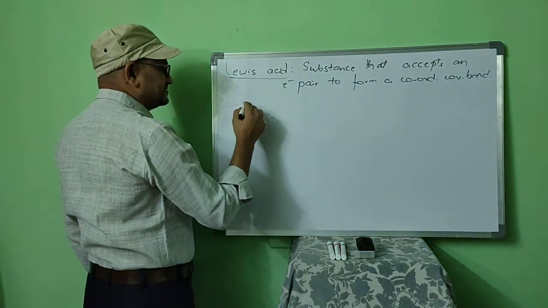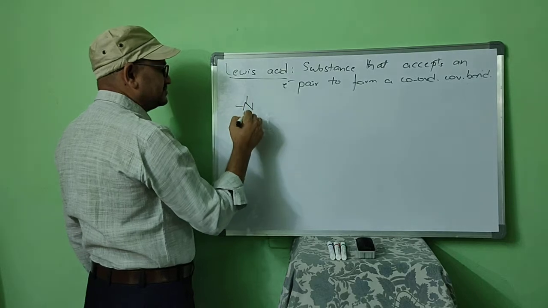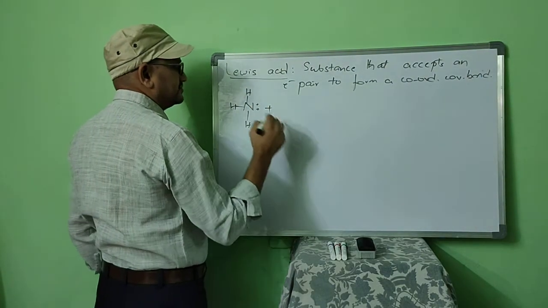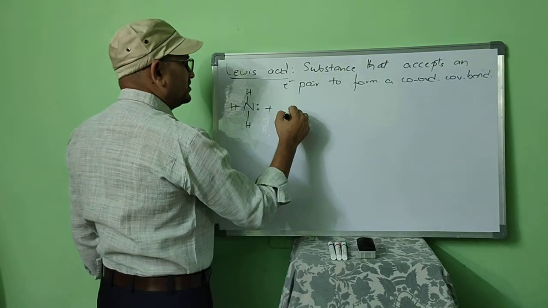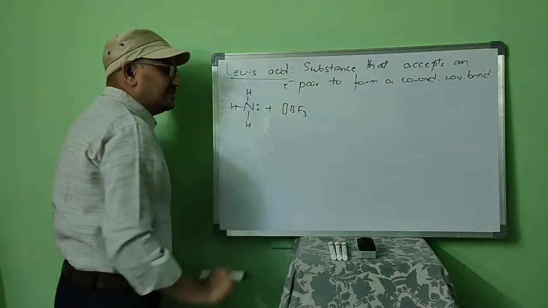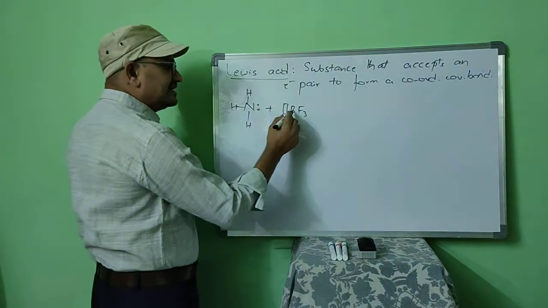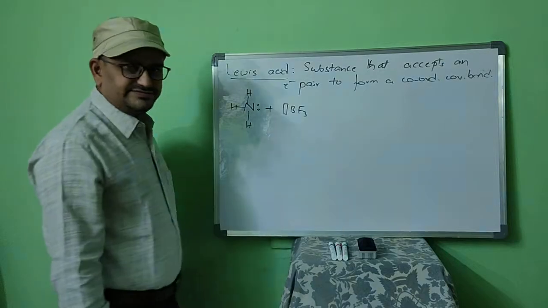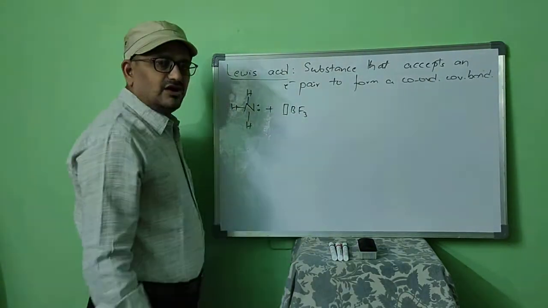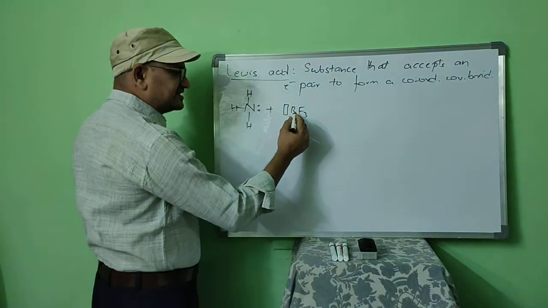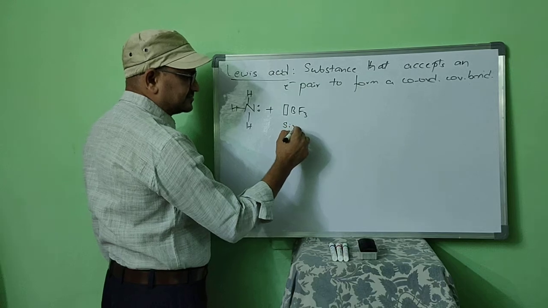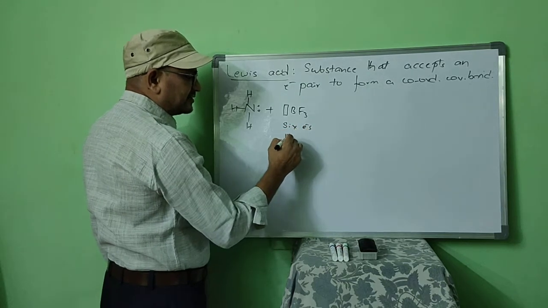Suppose you consider a reaction of ammonia with boron trifluoride. In boron trifluoride, the element boron is with one vacant orbital. After forming 3 bonds with fluorine, it has one vacant orbital. So it is with the incomplete octet. It is with the sextet of electrons, 6 electrons. Incomplete octet.